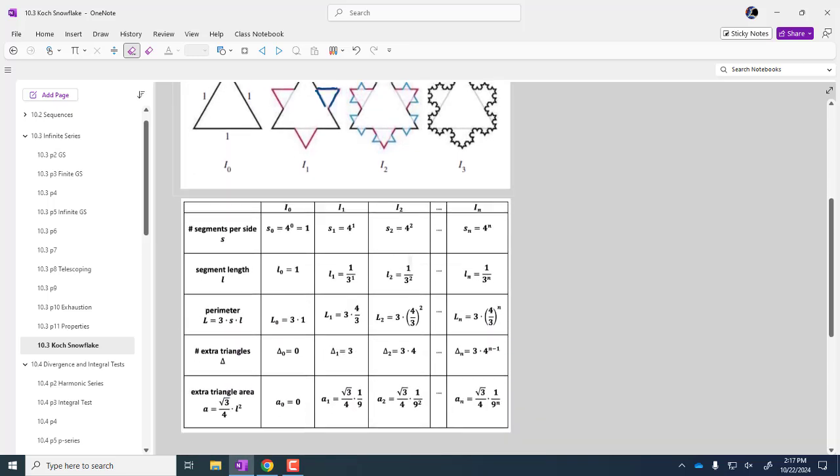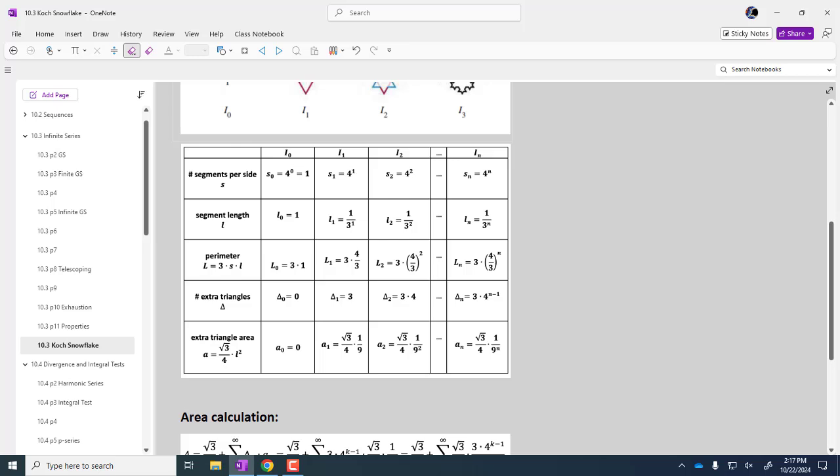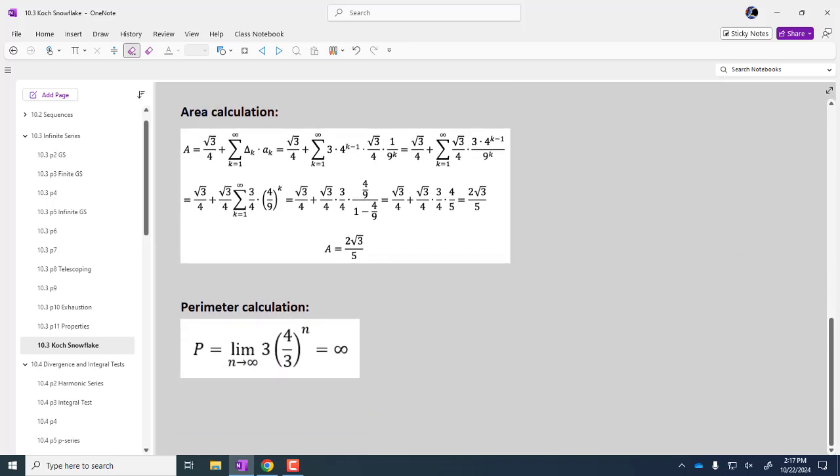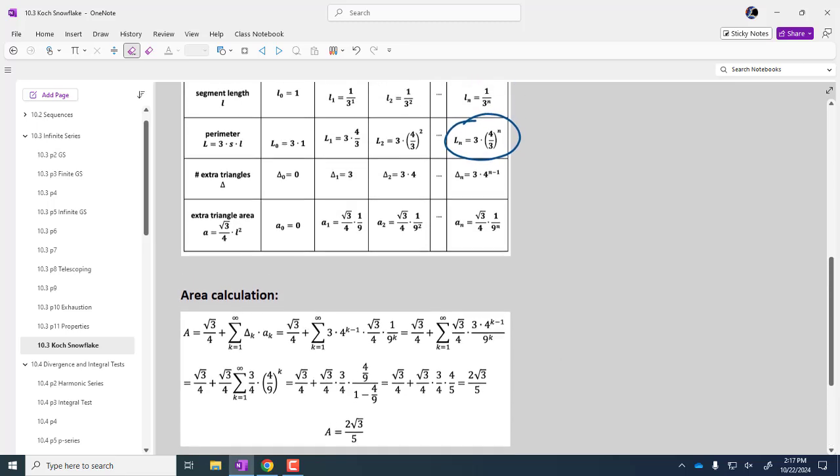So this table walks you through the stages of creating the number of edges or segments per side, the length of each segment, and then the perimeter, which is S times L, and we multiply by 3 because we've got 3 sides. The next one down is going to end up being the perimeter. So here's our perimeter. Come down here, perimeter, infinite. That's a geometric sequence that we're taking the limit of.